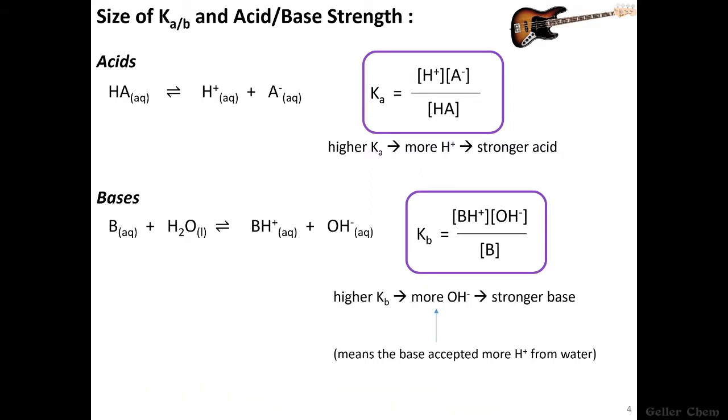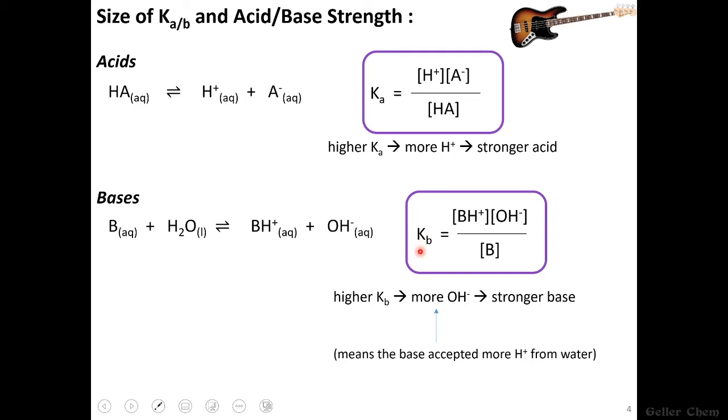So from there, let's talk about how the size of K correlates to acid or base strength. The larger the K value, the stronger the acid or base. And we can see that in the math, right? If this value here is larger, it would imply that the ratio of H plus produced versus HA remaining must be increasing for this value to get bigger. In other words, more of our acid is dissociating to produce protons, and that would imply you have a stronger acid. A similar argument can be made for Kb.